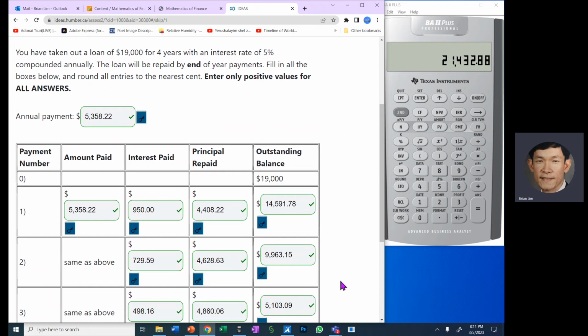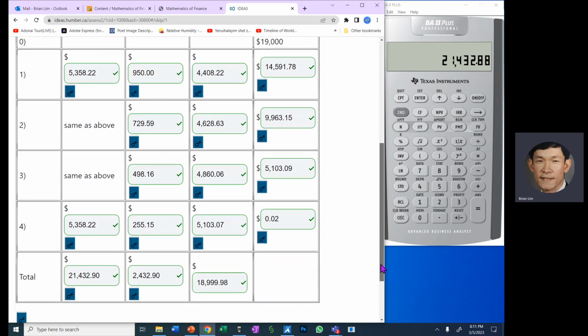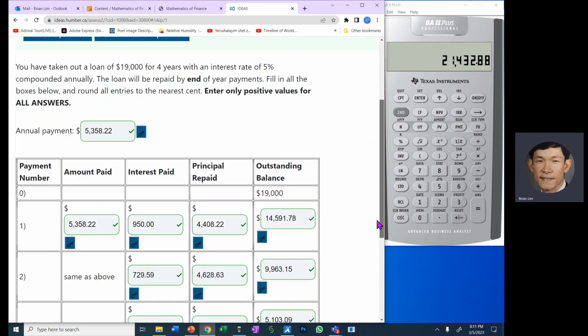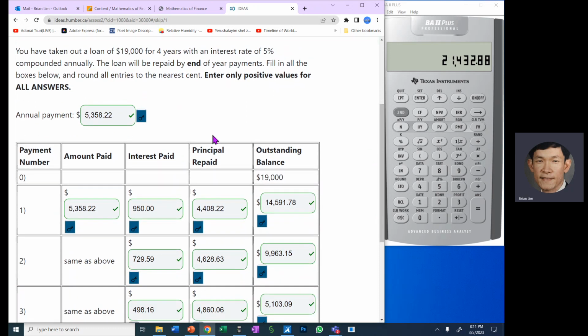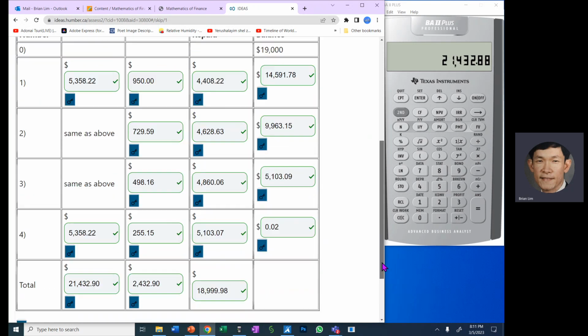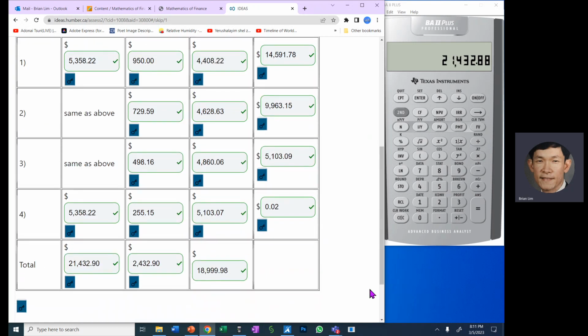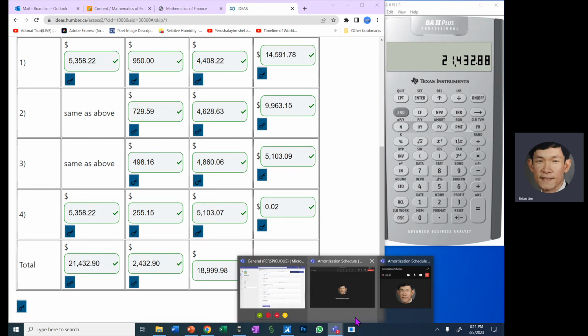And that is it for now. So you've seen how to construct an amortization schedule. Now this is an example of where there are equal payments. All the payments are the same. And that is what the schedule will look like. And there we are. That is it for now.